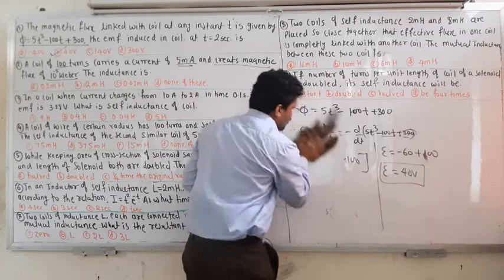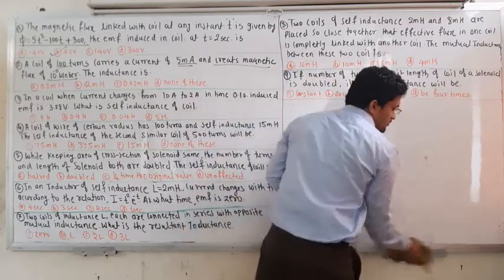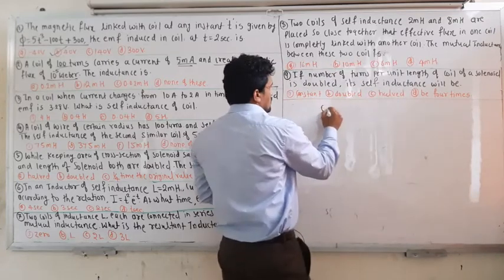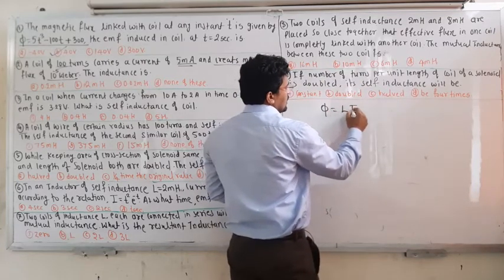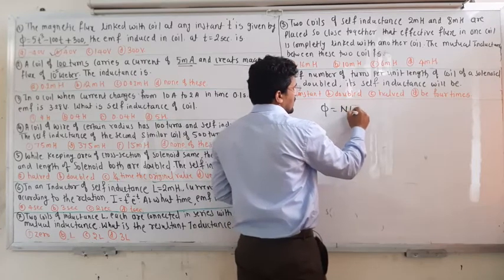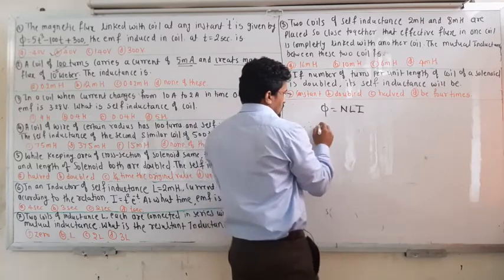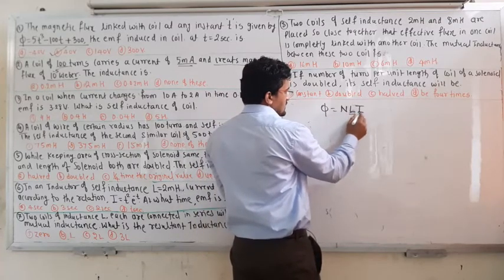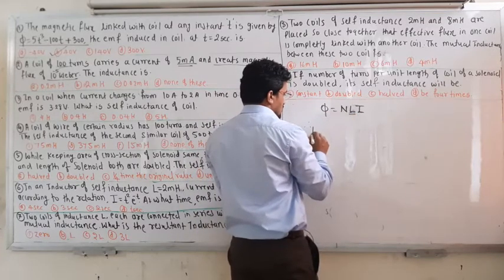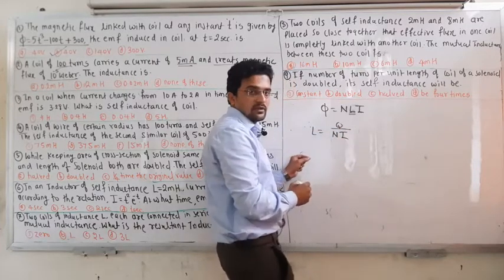Just recall all the formulas regarding L, or you can say self inductance. We know flux is equal to L into I for a single turn. If it is N number of turns, then it becomes N L I. Therefore we need to calculate L. I is given, phi is given, N is given. Therefore L is equal to phi divided by N into I.